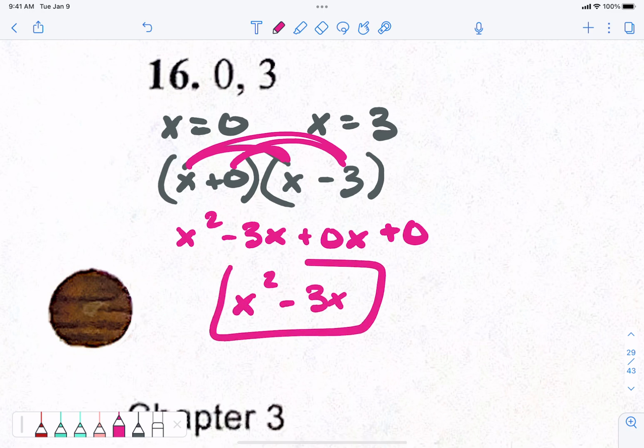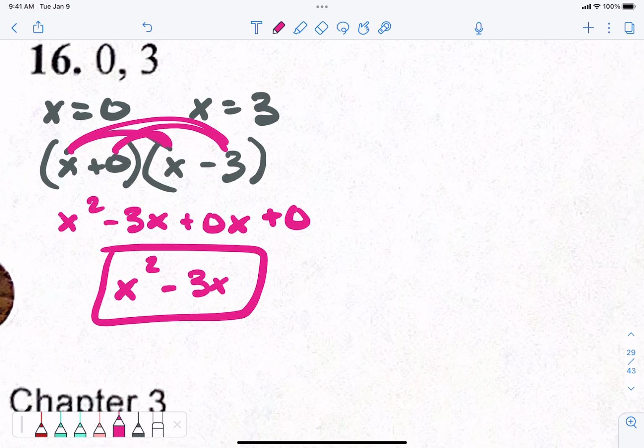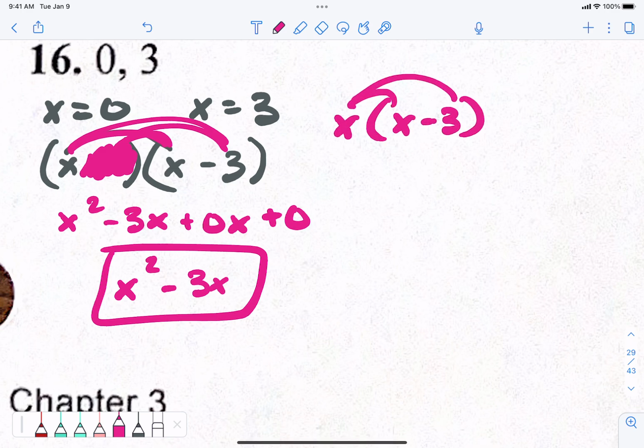If 0 is one of your zeros, x plus 0 is technically just x. So all I really needed to do was distribute the x through. I don't need to do anything with the 0, and I would get the same answer, probably faster. So I wouldn't necessarily have to FOIL in that case. If that confused you, don't listen.